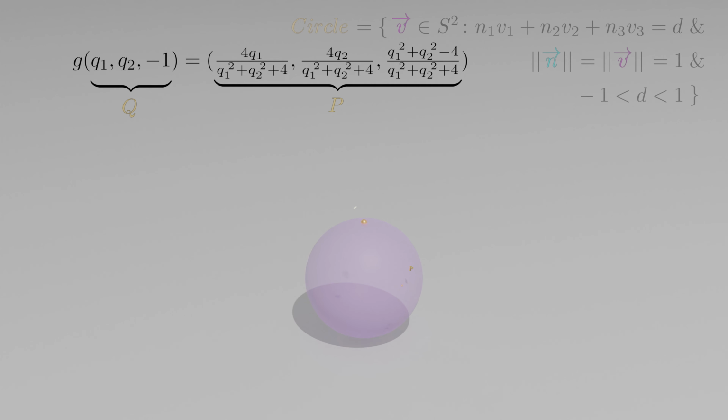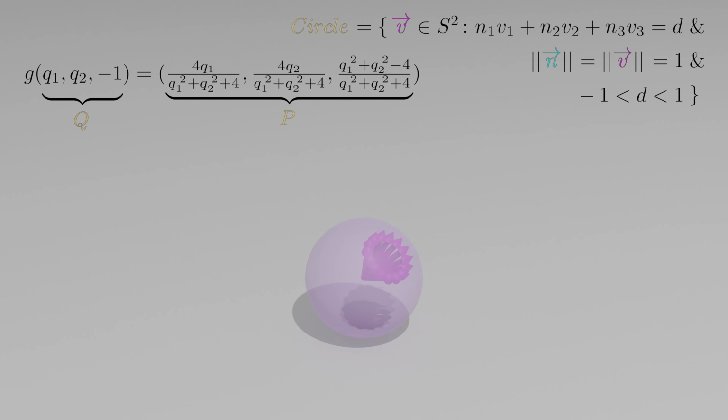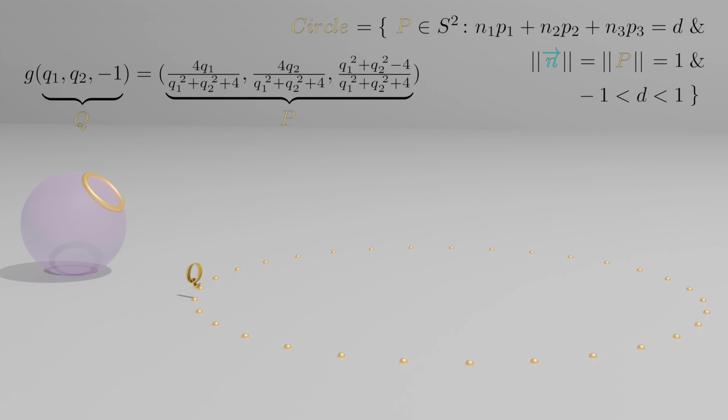And let's bring back our set. For this set, instead of circle consisting of vector elements v of S2, I'm going to change it so that it now consists of point elements p of S2. I'm doing this so that it better aligns with our inverse function. And keep in mind that what we want to do is define all of the q elements in the plane.